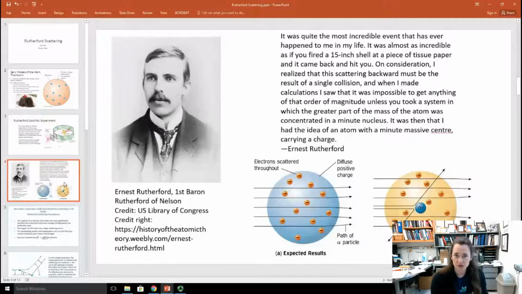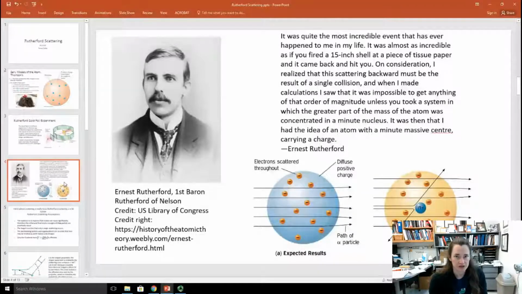What he's referring to here is the fact that these alpha particles were scattered at all, much less that a small fraction of them were scattered almost completely straight backward. See, if you think of it from Thomson's idea, the alpha particles were much larger, right? They had a much larger mass than these tiny little electrons. And so the idea that something so massive could be scattered off something so tiny was just crazy, like a 15-inch shell being bounced off a piece of tissue paper.